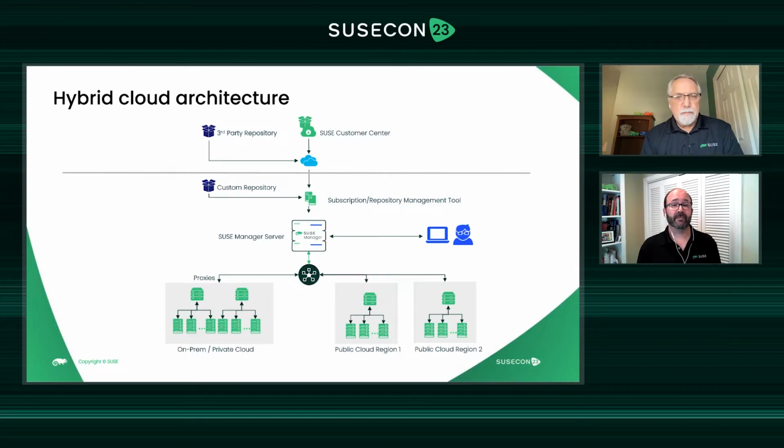And then down at the bottom, again, you see the proxies, but you can have a proxy connect to your systems on-prem or in private cloud. And this proxy architecture is recommended for on-prem management from the cloud, just to cut down on network traversal charges.